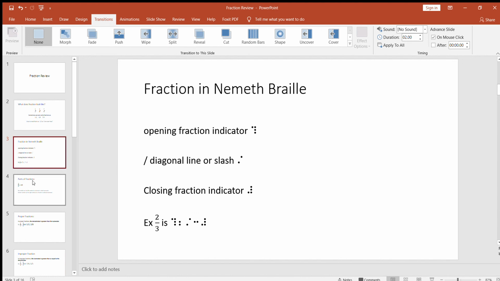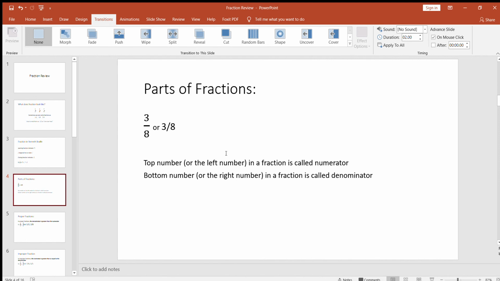Now let's talk about the next slide, parts of a fraction. So I keep talking about the top number, the bottom number, the left number, or the right number, but they actually have names. The top number or left number, depending on the way you write it, is called the numerator. And the bottom number or the right number, again, depending on how you're writing your fraction, is called the denominator. Okay, so instead of top number and bottom number, I'm now going to say numerator and denominator.